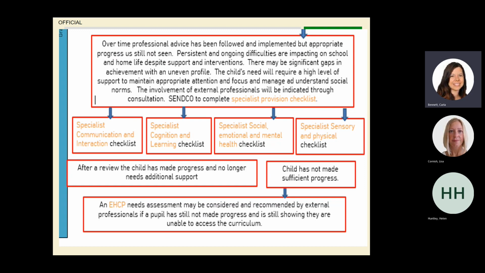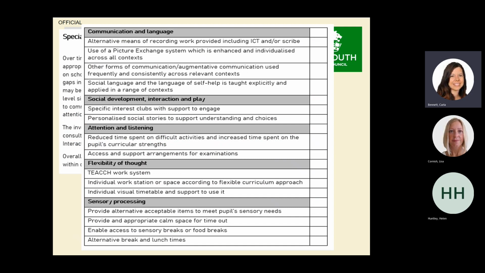So after review again, the child may have made adequate progress and may no longer need that additional support. If they haven't made that sufficient progress, this is where the school and the parents would be looking to put an EHCP statutory assessment in place, and this would be recommended by external professionals as well as that team approach if the child has still not made progress and still showing that they are unable to access the curriculum. So again, here's an example of what that might look like for the specialist checklist.